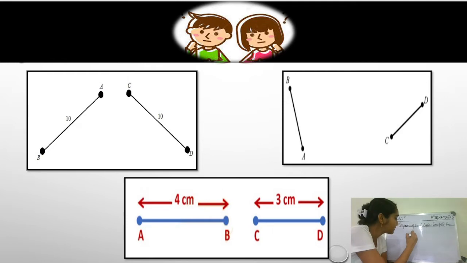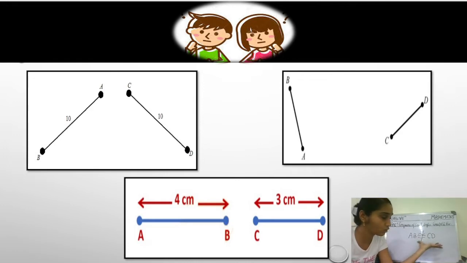And how can we represent the not congruent sign, students? Yes, we will write this congruence sign and just put a cross mark over it. So this is representing that AB is not congruent to CD in the third case.